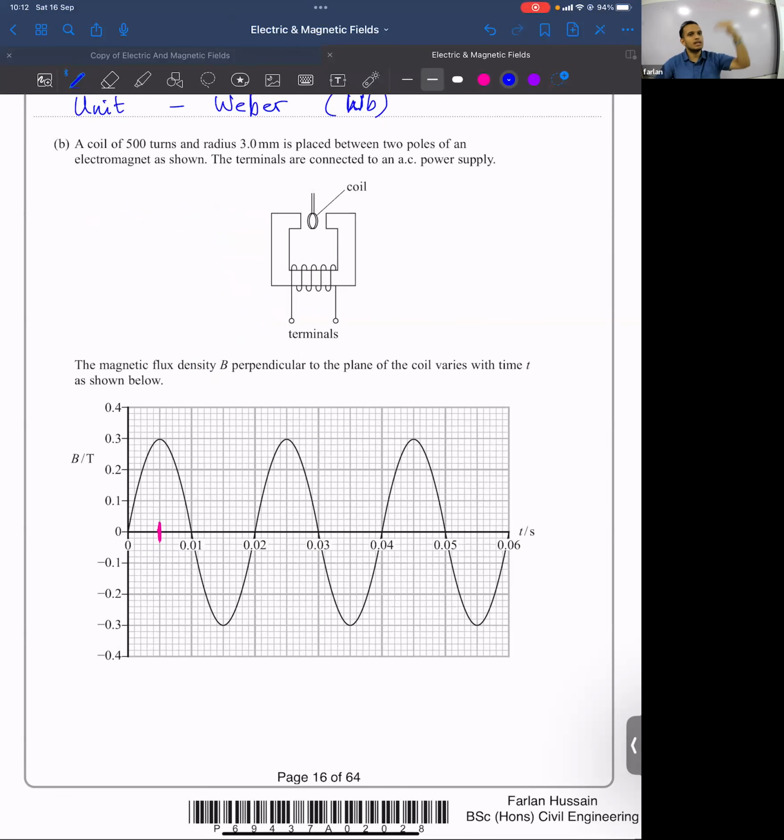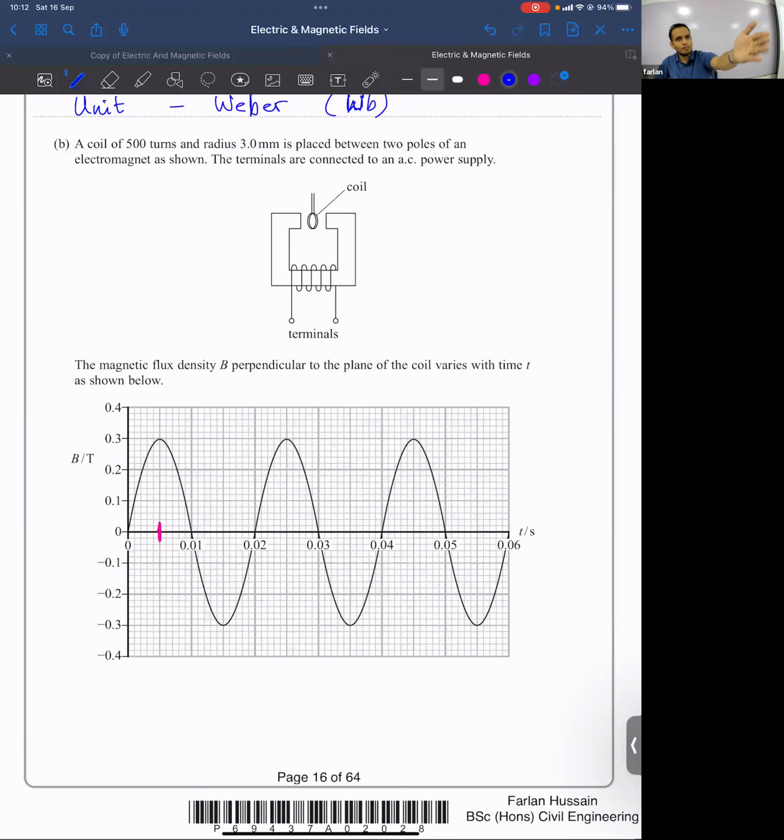In a velocity time graph, gradient means what? Acceleration, which is the rate of change of velocity. Velocity versus time graph, gradient means rate of change of velocity. Displacement versus time graph, the gradient means what? Velocity, which is the rate of change of displacement. Okay. In any quantity versus time graph, the gradient means the rate of change of that quantity.